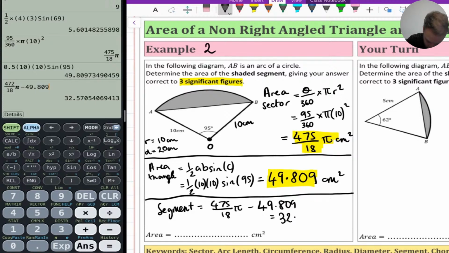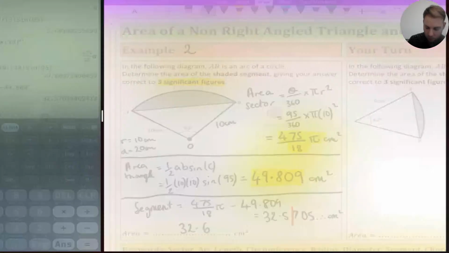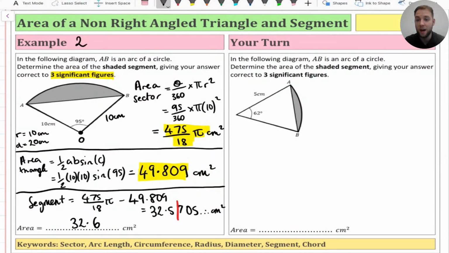So 32.5705 centimetres squared. So to 3 significant figures, I'm going to put that there. It's going to be equal to 32.6 centimetres squared. Brilliant. Super. All right, so have a little go at that one on the right hand side. Make sure that example 2 is down, and then have a little go at that one on the right.